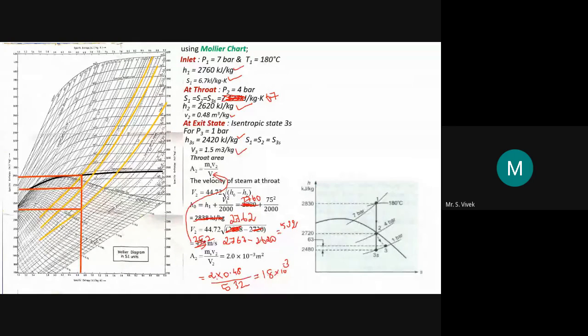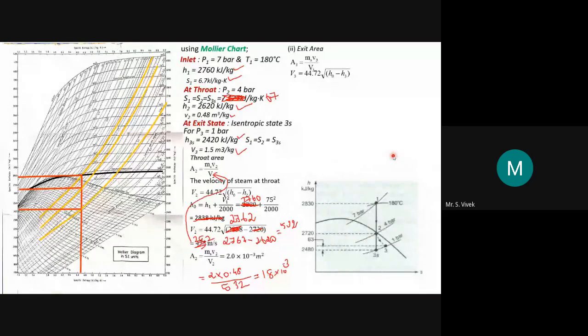A2 value, the throat area is done. Next, I have to find out the exit area. For exit area, same formula, A3 is equal to M into small v3 divided by capital V3. We have already found the mass flow rate and specific volume at exit. Specific volume at the exit is 1.5. So V3, there is a change, right? V3 is equal to 44.72 into root of H0 minus H3.